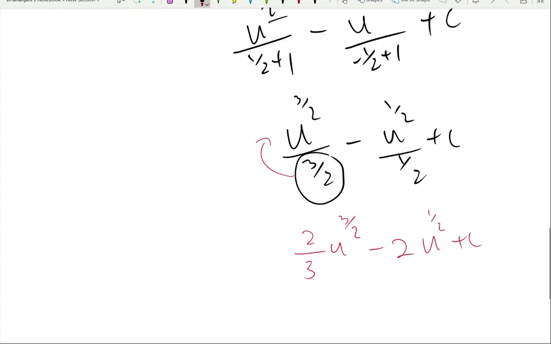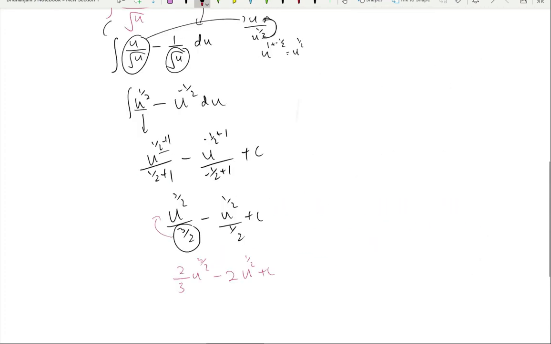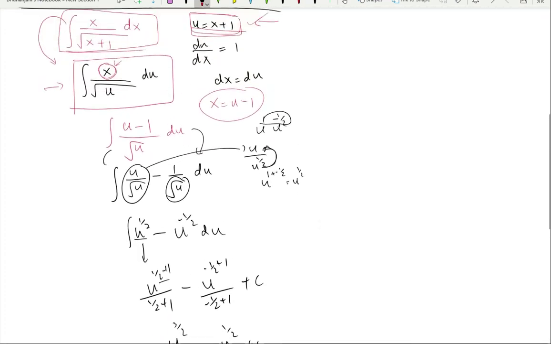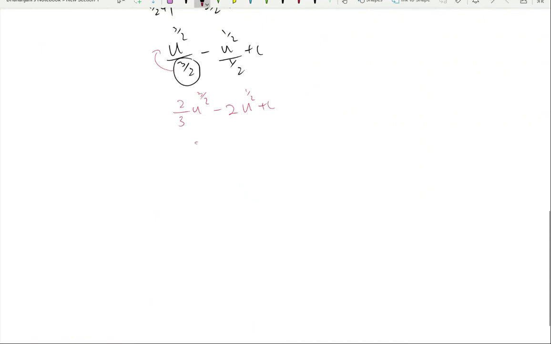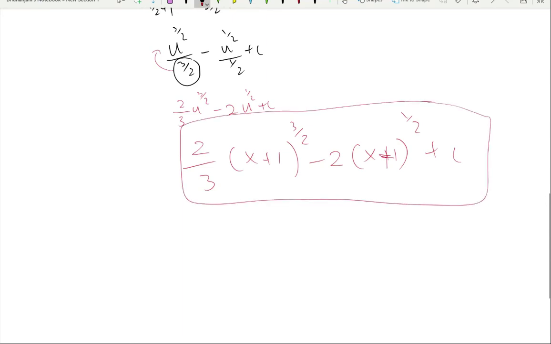Now replace u. Well, what is u really? x plus 1. All right, so 2 over 3 times x plus 1 to the 3 over 2 power, minus 2 times x plus 1 to the half, plus c. Now this is the solution for that integral. You may want to do this problem again by yourself to convince yourself.